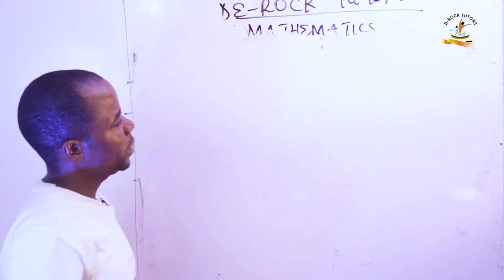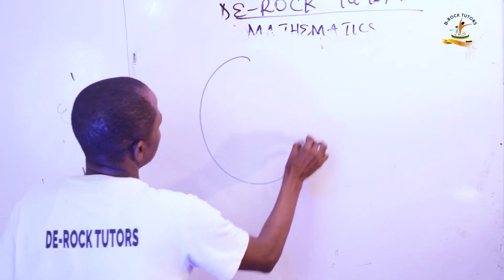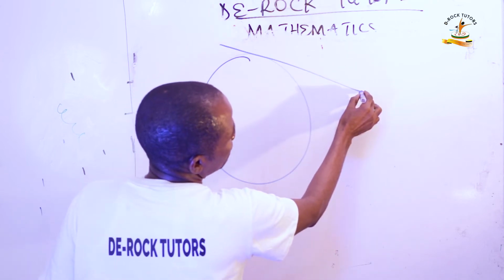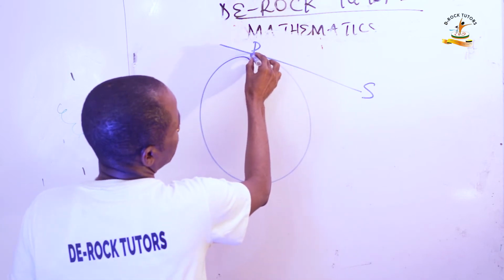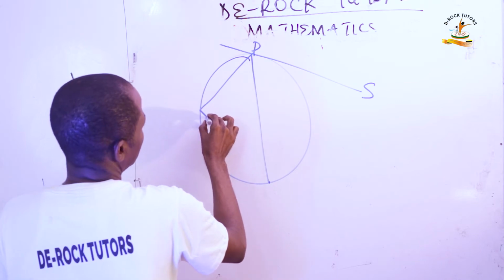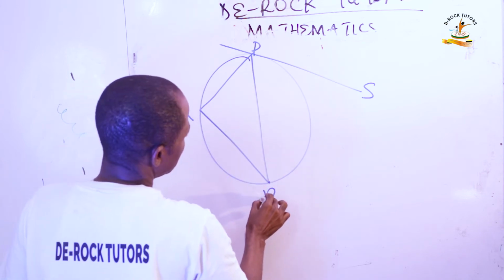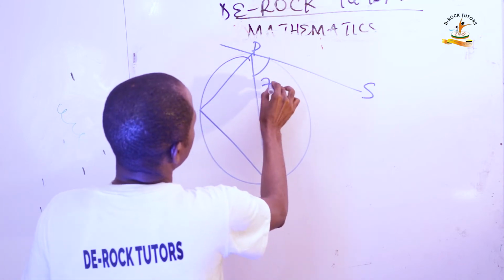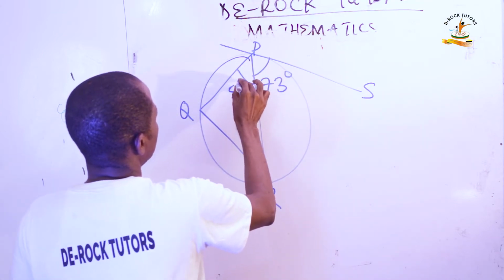Okay, number 35. The diagram shows, let me recreate the diagram here. This, and then we have a tangent to this circle at point P, and this is S. And here, and here. So this is P, this is Q, and this is R. The angle here is 73 degrees, while the angle here is 58 degrees.